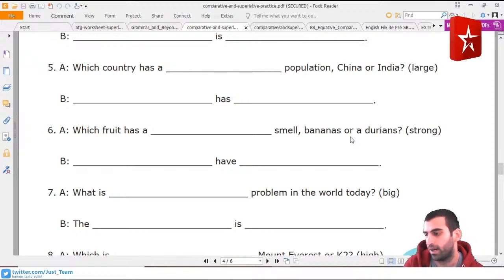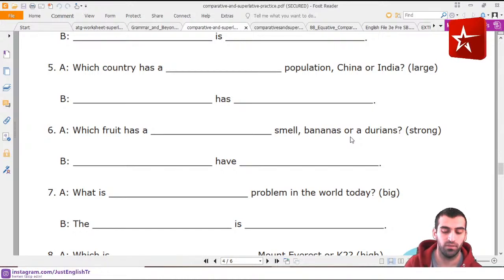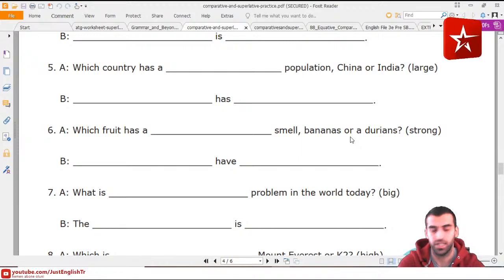China or India? Please write your answers. The more larger, Muhammed Türk Yılmaz. No, we can't use the more. We don't use the with comparative adjectives. Okay. Azme says China. China has a larger population than India.